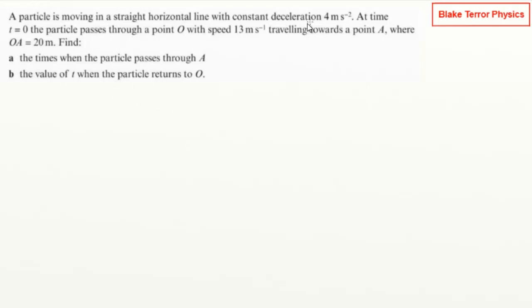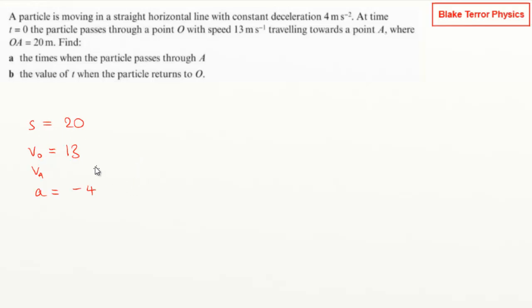because we now do have, this is where SUVAT can come in handy, because we'll be more or less creating a SUVAT equation. So there's more information here. So let's write some of this out. So we've got acceleration is -4. We've got that our V0 or our U, depending on how you want to put it, is 13 meters per second. We don't know what V is. So V is when it's going through point A. So V at A. We know that the displacement is 20 meters.